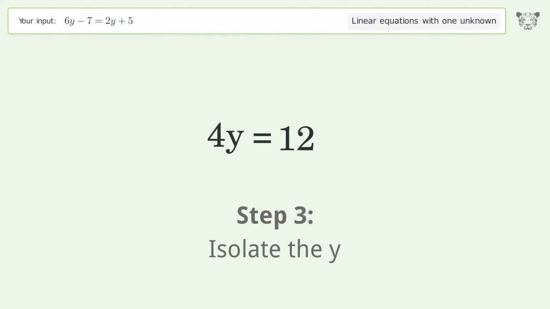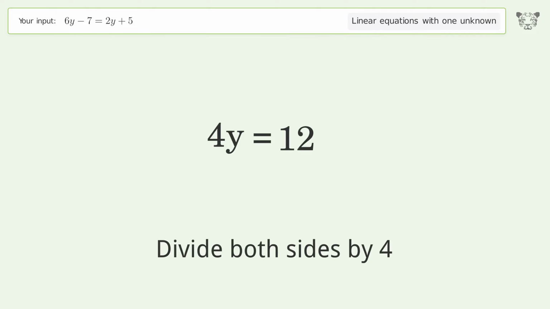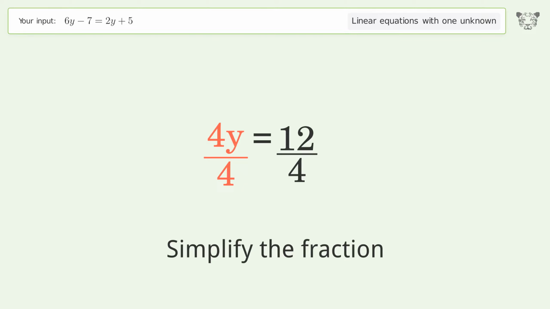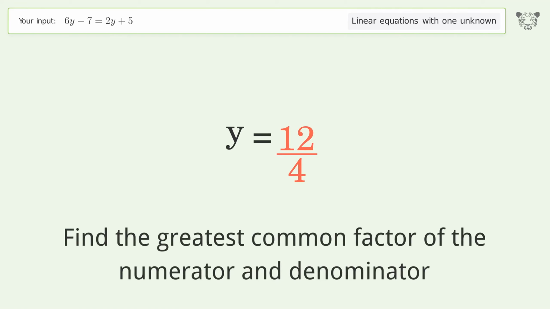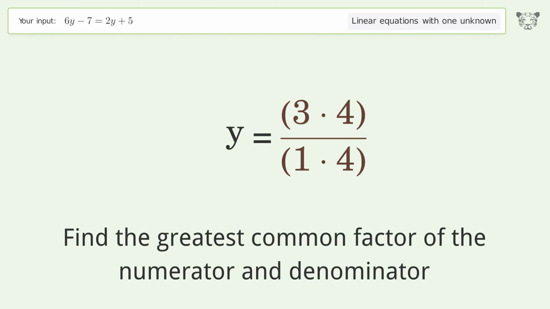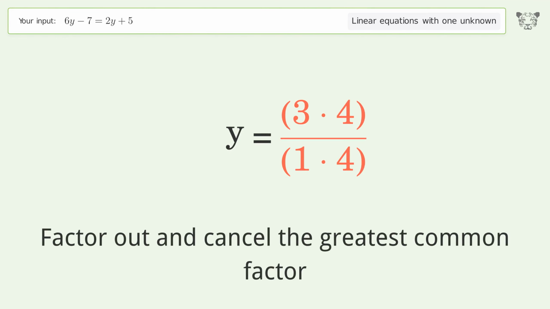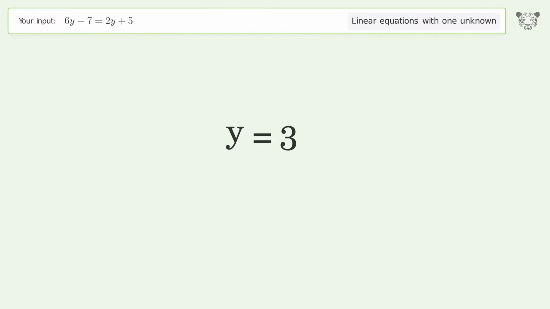Isolate the y. Divide both sides by 4. Simplify the fraction. Find the greatest common factor of the numerator and denominator. Factor out and cancel the greatest common factor. And so the final result is y equals 3.